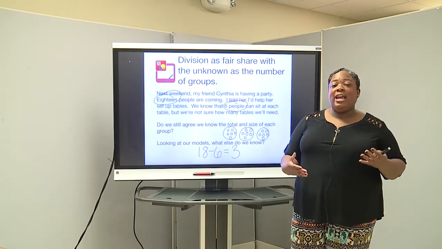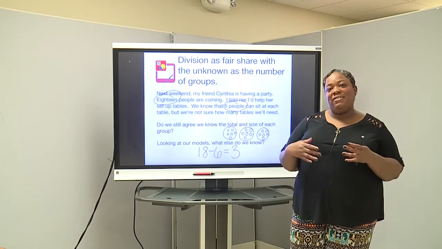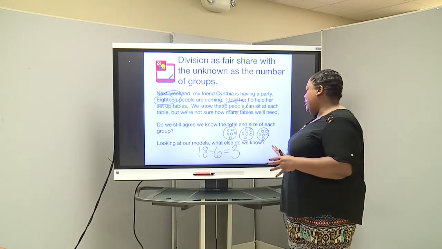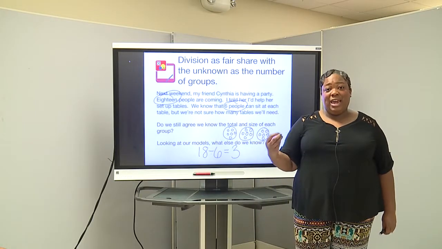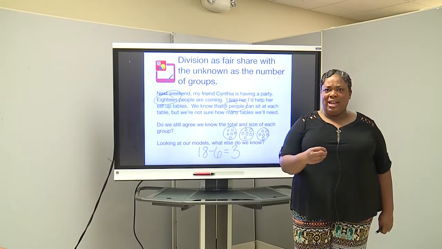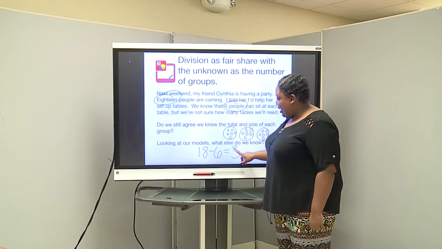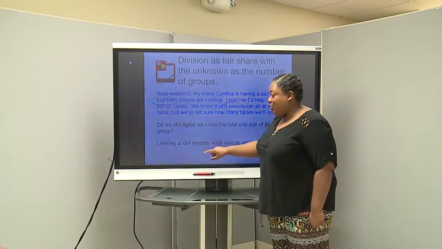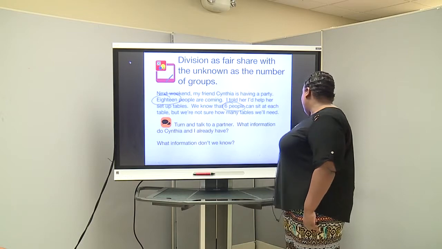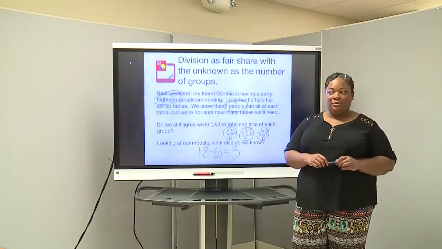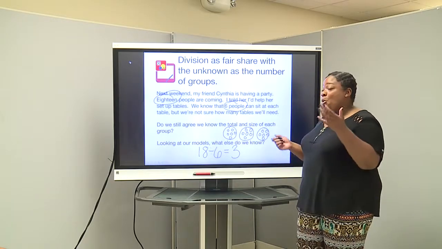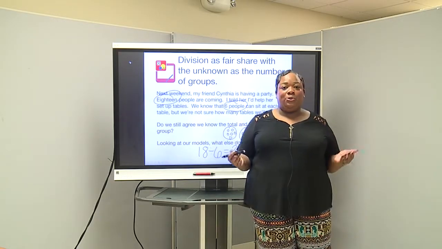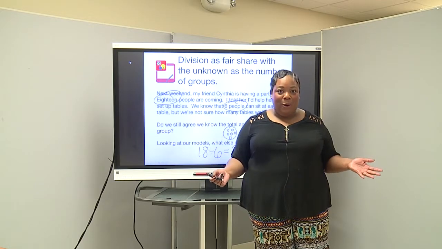We can still check this. If you remember how to count by your threes, we can still see if this answer is correct by reading it from the end and seeing does it make sense as a multiplication sentence, okay? Let's try and see. 3 times 6 equals 18. Is that true, guys? Yes, it is. So we know our answer is correct. We know that we will need 3 tables in order for us to have a party, okay?